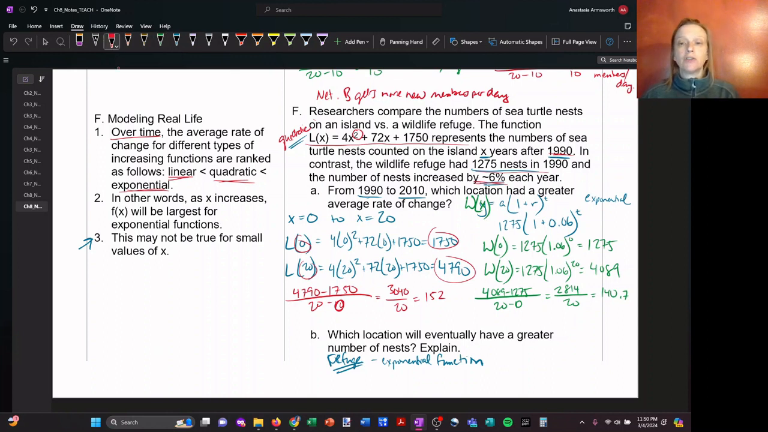We can see from doing the calculations that in fact the island has the greater average rate of change, because calculating that average rate of change gave a higher value for the island than it did for the wildlife refuge. However, remember, over time, because the refuge has exponential growth and the island only has quadratic growth, eventually the refuge will overtake the island and have a faster rate of growth. I hope this helped.